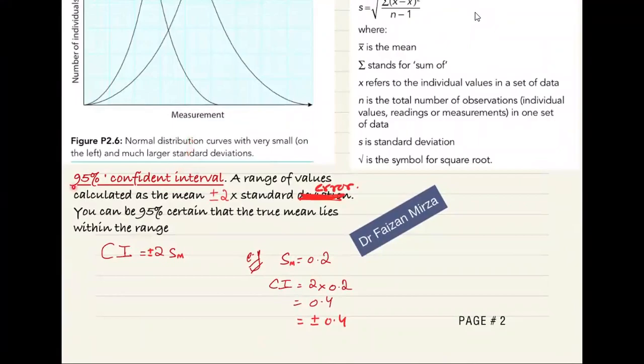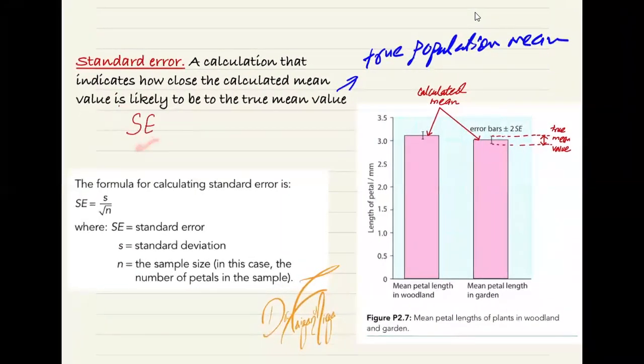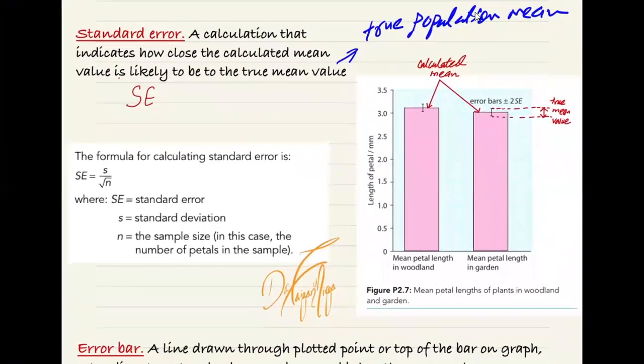There's a term that you keep in mind: 95% confidence interval. Now, before we follow what 95% confidence interval means, we need to follow what standard error is. Standard error is a calculation that indicates how close the calculated mean value is likely to be to the true mean value. True mean value means the true population mean. It is denoted by SE or SM. You calculate standard error by dividing the standard deviation by the square root of small n. Small n is the sample size, or the number of values that you have counted.